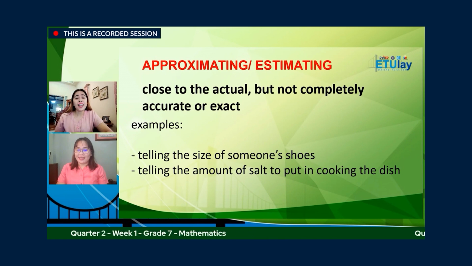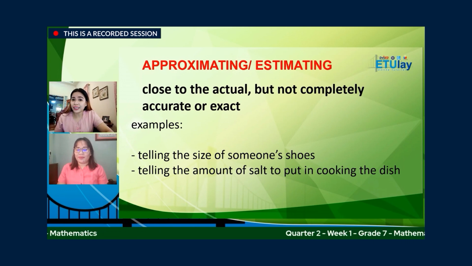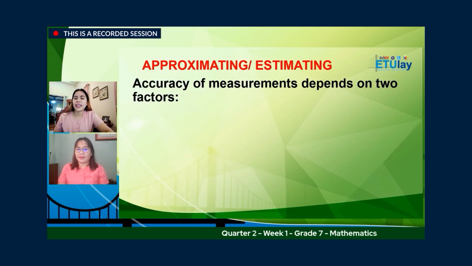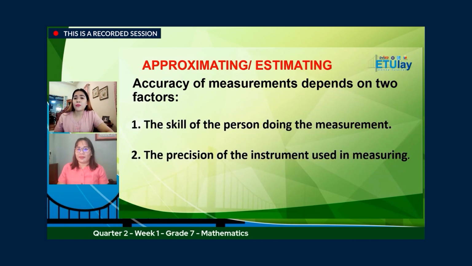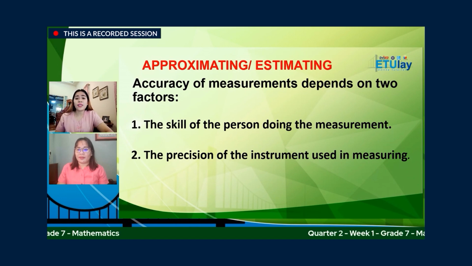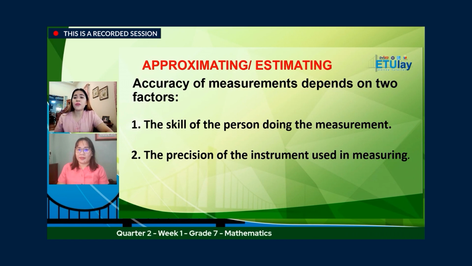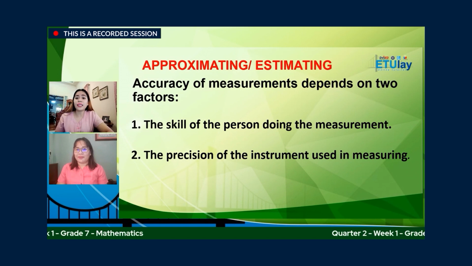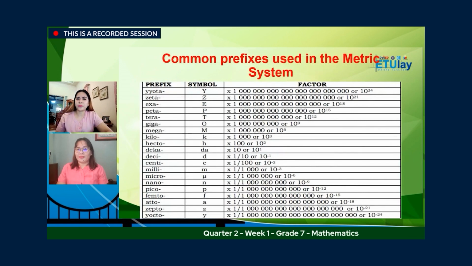Okay, another example is telling the amount of salt to put in cooking a dish. Accuracy of measurement depends on two factors. First is the skill of the person doing the measurement, which can be developed through constant practice. The second one is the precision of the instrument used in measuring, which is totally dependent on the measuring device.